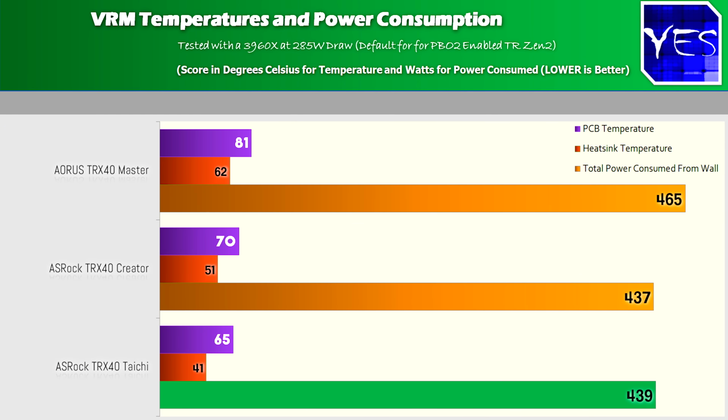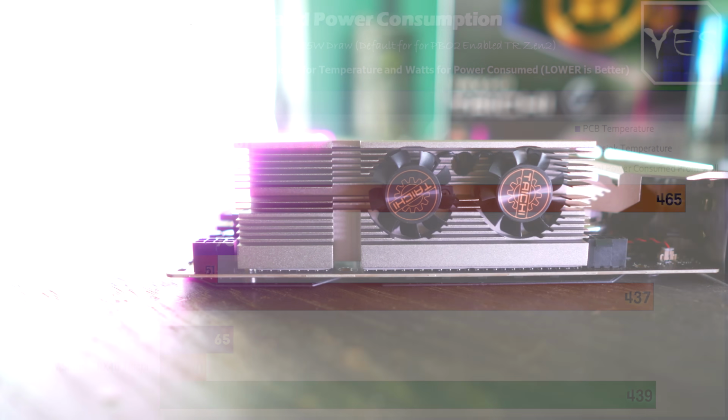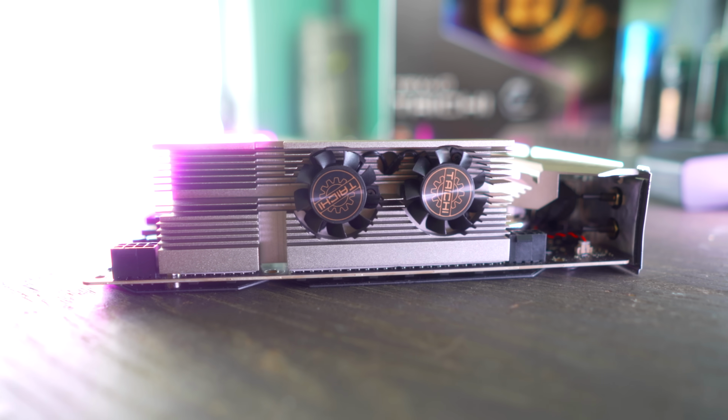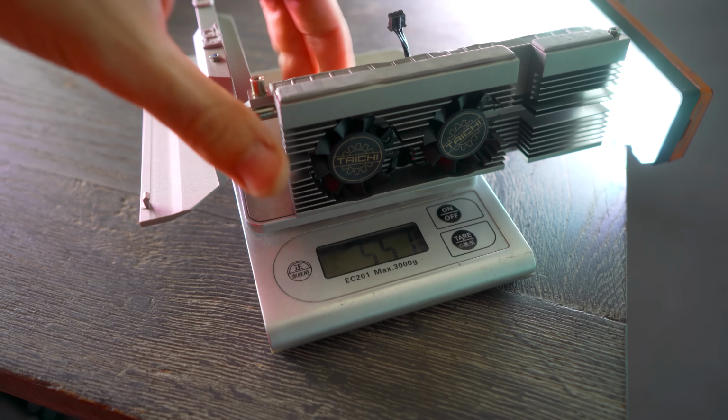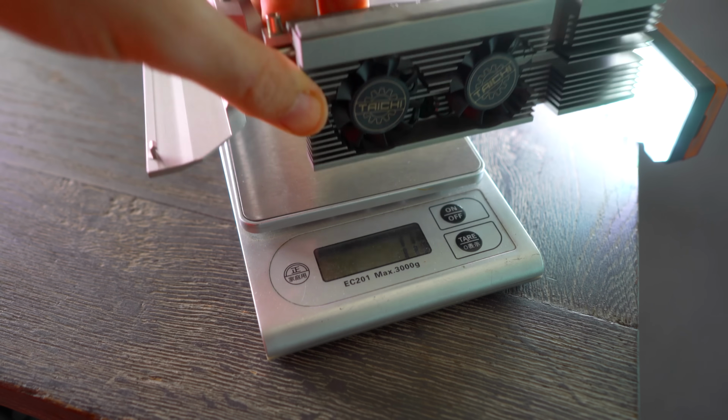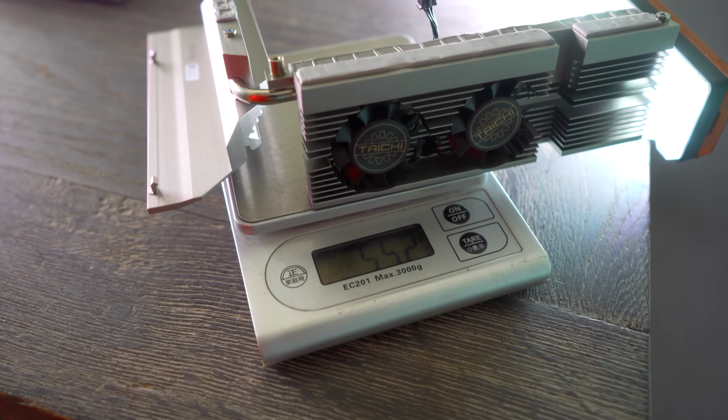And the low temperatures also have to do with the fact that it's got one of the biggest heat sinks I've ever seen for a motherboard. I think actually it is the biggest heat sink I've seen on a motherboard in terms of covering the VRM. 550 grams and it features two 37 millimeter fans. So they've got active cooling on this massive heat sink.